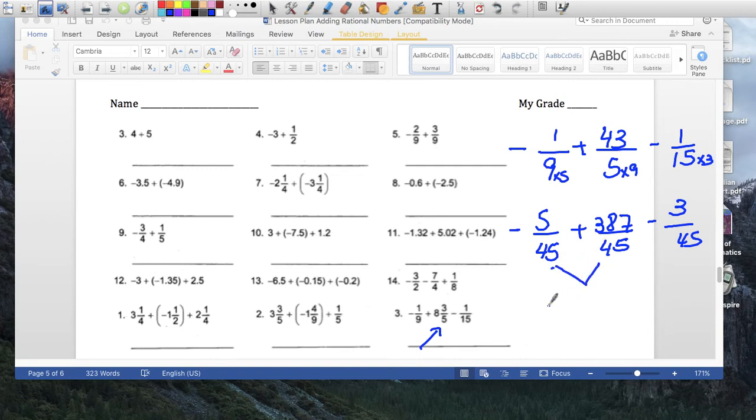My answer is going to be positive because there's more here, right? 387, and let's find the difference between 387 and 5. 387 minus 5 is 382 over 45. And then we're going to do minus 3 over 45, which is obviously very easy. So the bottom stays as 45, and 382 minus 3 is just 379, which you can change to a mixed number, okay, which is going to be what?